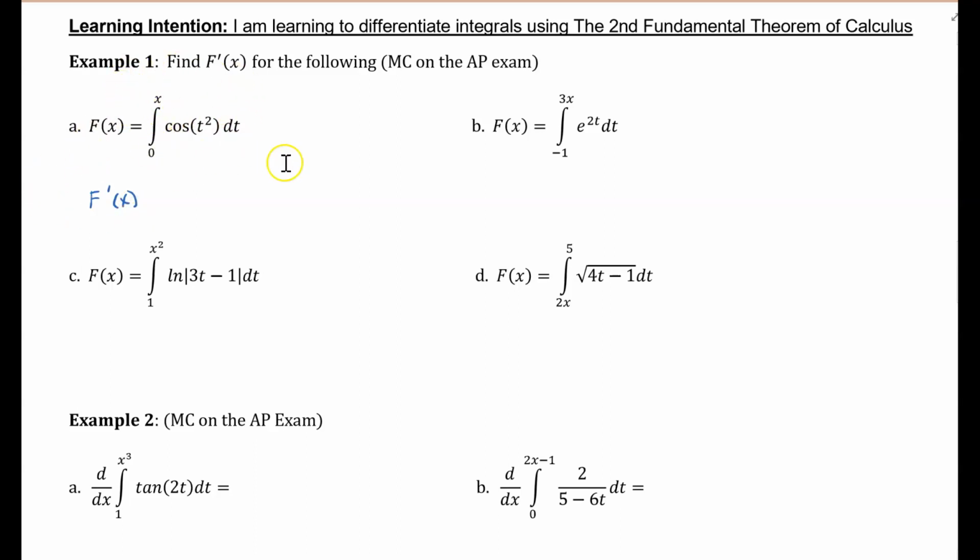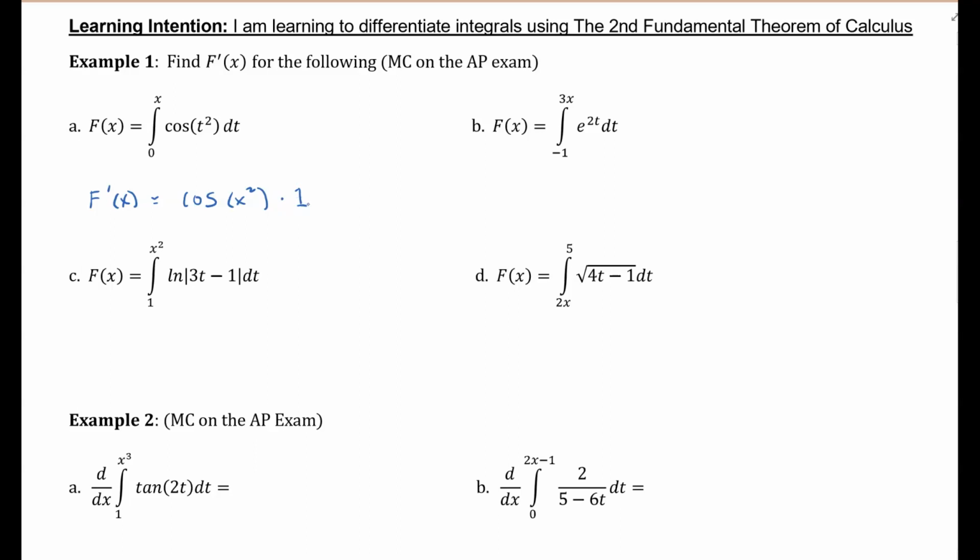Well, that's the derivative of an integral. So remember, the derivative and the integral, they cancel each other out. So all I'm going to do is plug in my limit. I have cosine of x squared, and I'm going to multiply times the derivative of x, which in this case is 1. Now, you don't have to write this, but I'm going to write that just until you get this idea solidified.